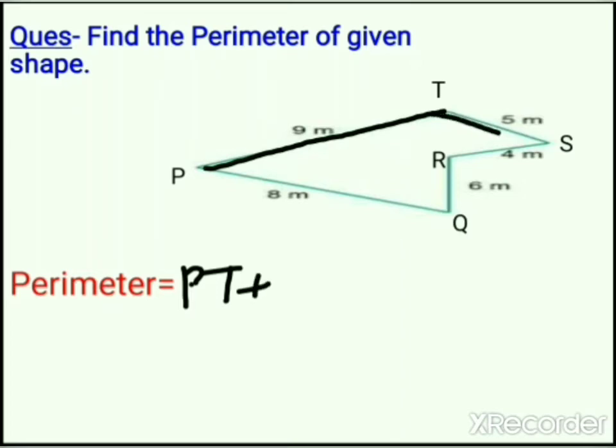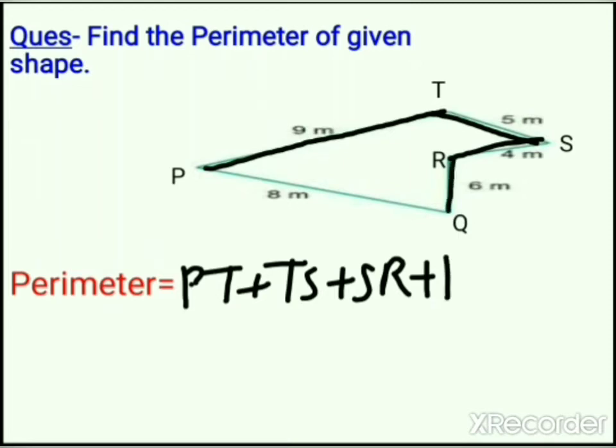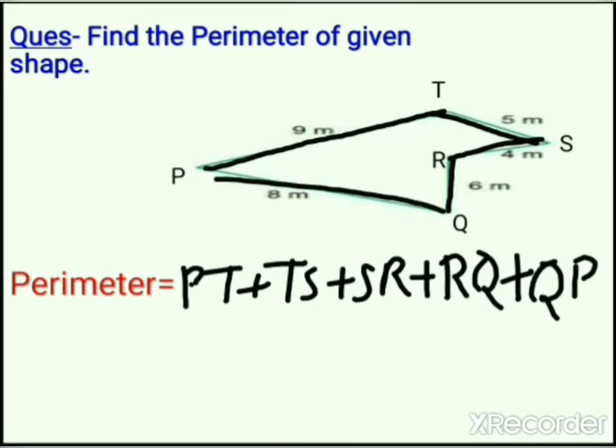After this, TS. After this, SR, RQ, and the last one is QP. Now, what is the length of each side?